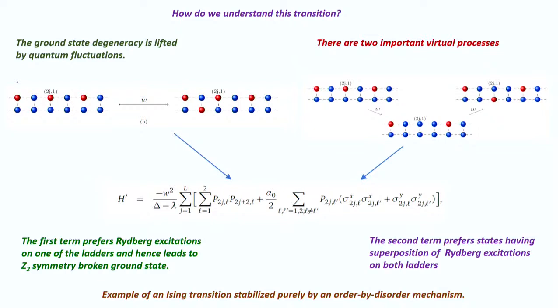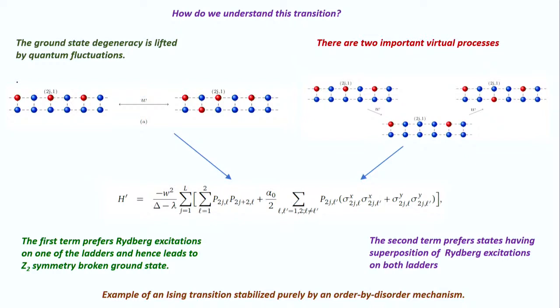But when this process wins, you get a state which has all the Rydberg excitation either on one ladder or the other. This means that these two terms are competing, and it's the competition between these two that gives rise to an Ising transition. And this is an example of a transition which is completely stabilized by an order by disorder mechanism. If you just looked at the Hamiltonian, you are not going to guess this transition.